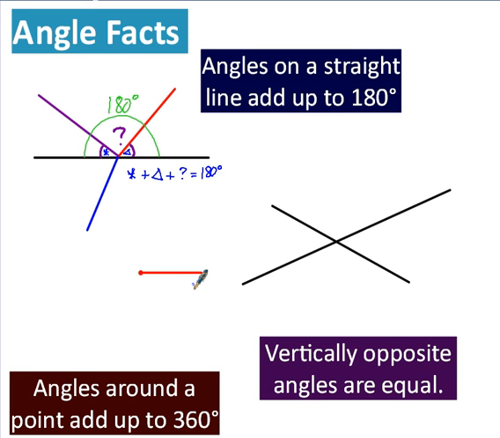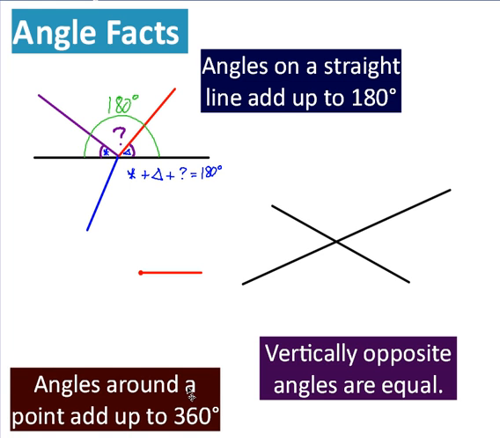To find out how to solve a problem such as this using this fact, you'll need to watch one of the other videos. Okay, the second fact that we're going to look at is that angles around a point add up to 360 degrees. I think we know now that when you do a full turn, that's a turn of 360 degrees. So a full turn, if you turn around a point, you've turned 360 degrees.